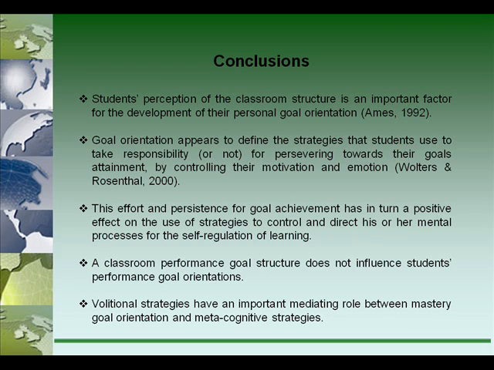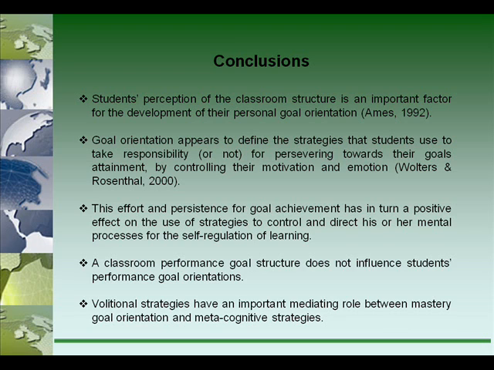Contrary to our expectations, a classroom performance goal structure does not influence students' performance goal orientations. This result shows that the students in this study perceive that the goal for engaging in academic work is not to prove competence, for example, getting good grades, but to avoid demonstrating lack of competence, for example, not to be the worst in class, which leads them to compare themselves to others and to avoid demonstrating any lack of ability, that is, a performance orientation.